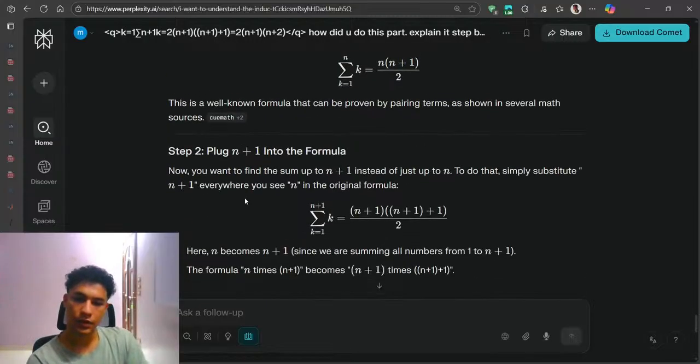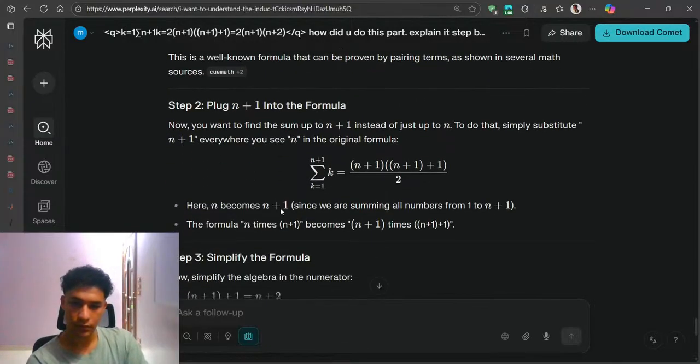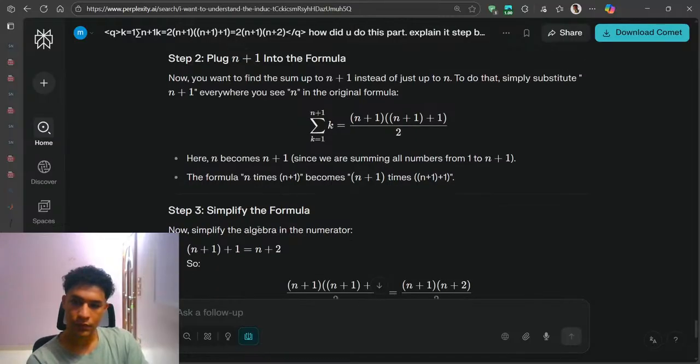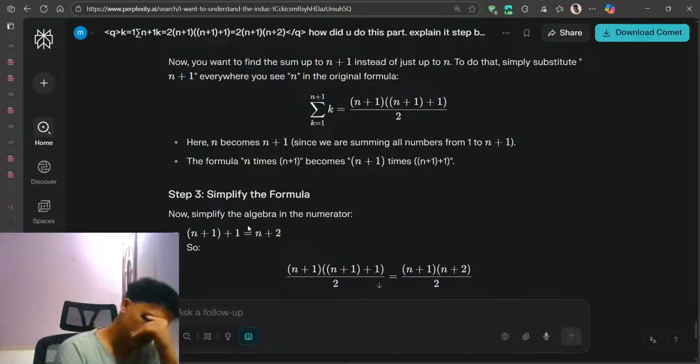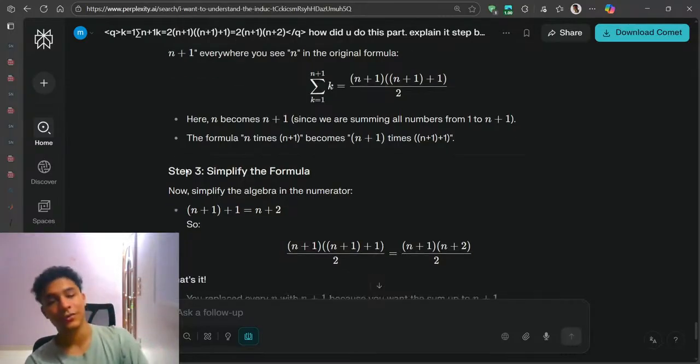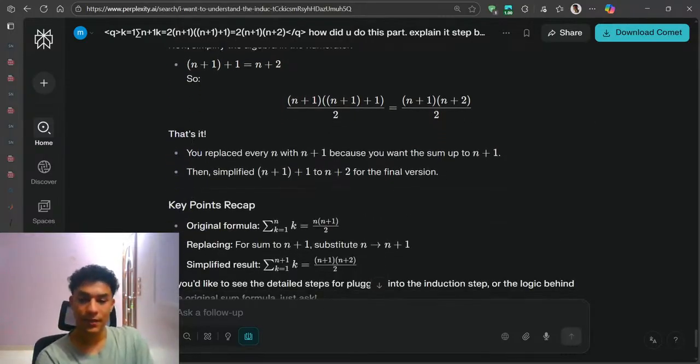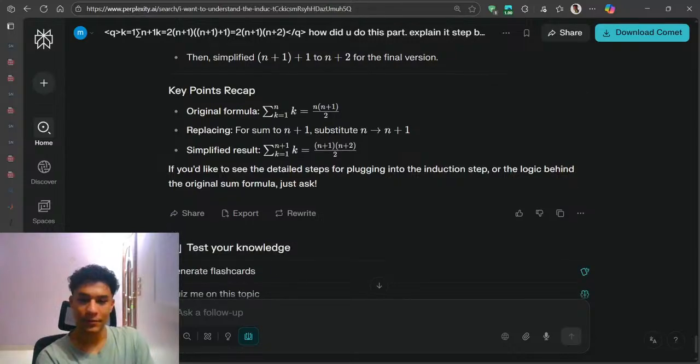Plugging it in. Okay, plug it in. Simplify the formula. Oh shit! No, I'm so dumb. Okay, my bad.